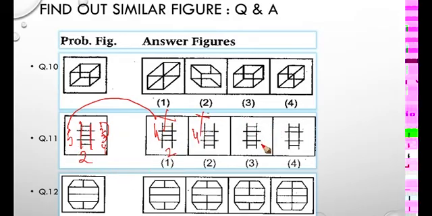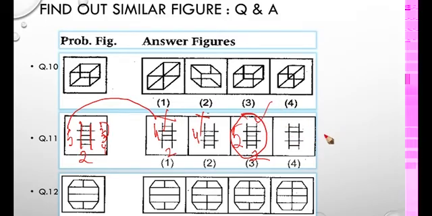Go to option 3. How many lines are there which are horizontal? 1, 2, 3, 4, 5. There are 5 lines which are horizontal, and there are 2 lines which are vertical. So this is exactly looking like the problem figure. Let's check again. The first line is smaller, fine. Second line is bigger. The third line is smaller. The fourth line is bigger, and the fifth line is smaller. So this is exactly the same as the problem figure. And just for the sake of confirmation, let's check the next option as well.